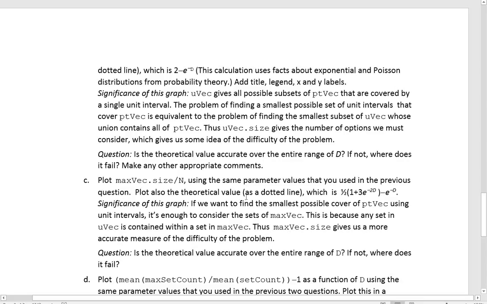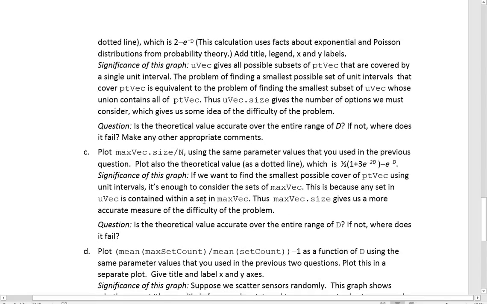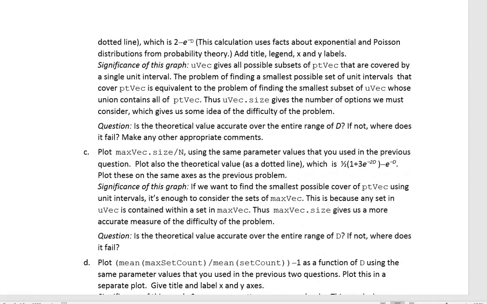So this plot is very much like the other one. I want you to plot this on the same axes. I think I said that. No, I guess I didn't say that. Let me see if I want to do that. Hang on a second. Okay, there I just changed it. So plot these on the same axis as the previous problem.